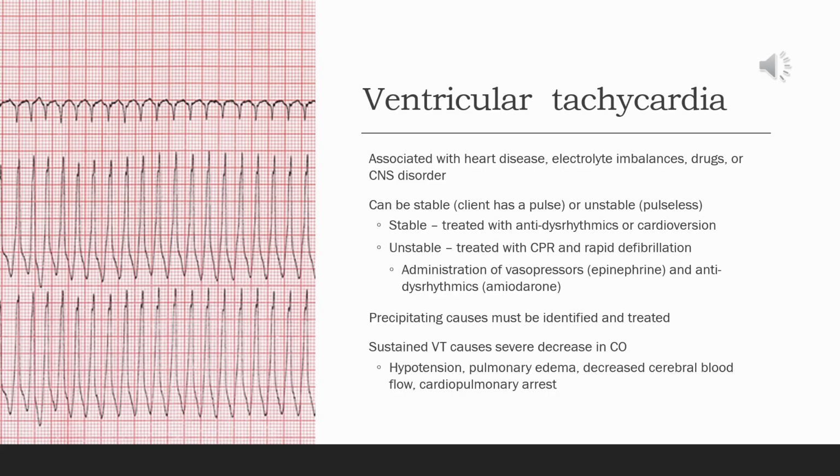So some key takeaways here. VTAC is a life-threatening arrhythmia, and it requires rapid assessment. We always want to determine if the patient is stable, meaning they have a pulse, or if they're unstable, which means they're pulseless. Medications like amiodarone or magnesium sulfate can be used in stable patients. And unstable patients require immediate CPR and defibrillation according to the ACLS guideline.